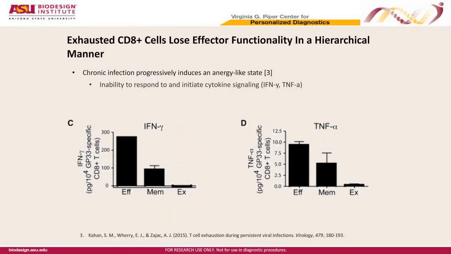And so as these CD8 positive T cells certainly are undergoing exhaustion, they lose effector functionality, and it appears to be in a stepwise fashion. If you're looking at antigen-specific effector functions versus memory cells versus exhausted cells, you can see stepwise loss of interferon gamma or TNF-alpha expression in chronic infection and also in the development of this almost anergy-like state and this difficulty and impairment of cytokine signaling in these patients.